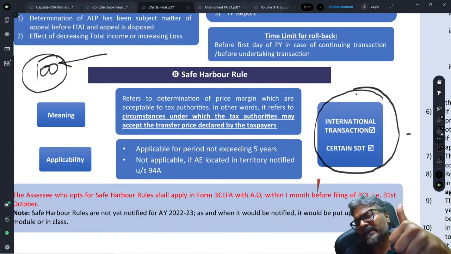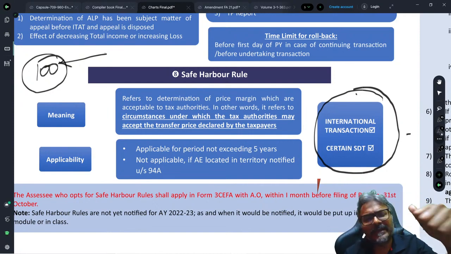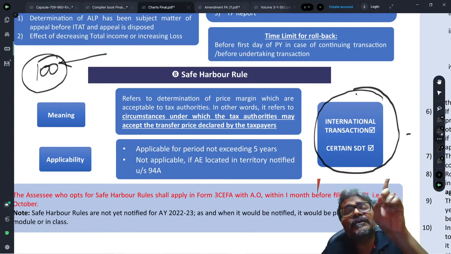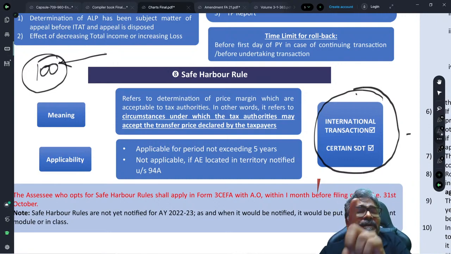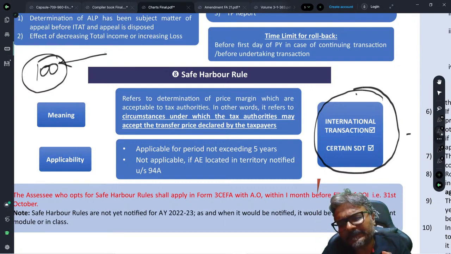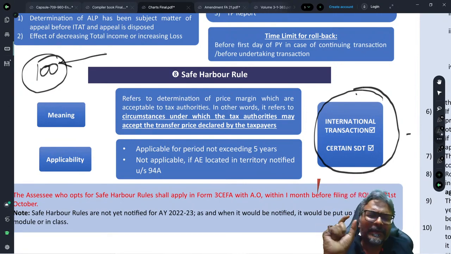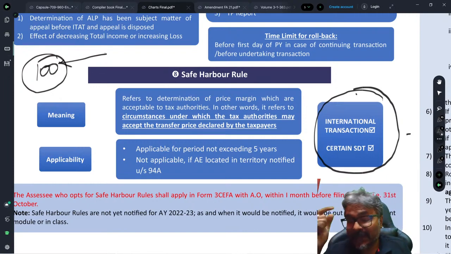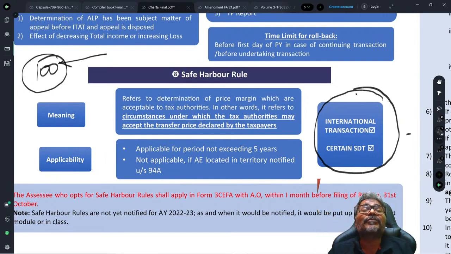So in respect of a notified transaction, the price which has been charged has a minimum notified percentage. Then in that particular case, students, the price so charged, having a minimum notified percentage, will be accepted by the transfer pricing officers, meaning no further adjustment will be required to be made in this regard.